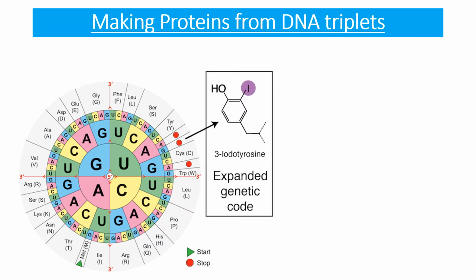And how do we make it? Well, there's an example which we'll look at again, no doubt at some point, of making proteins from DNA triplets, or from codons, you can see the code here. We know that different codons make different amino acids.